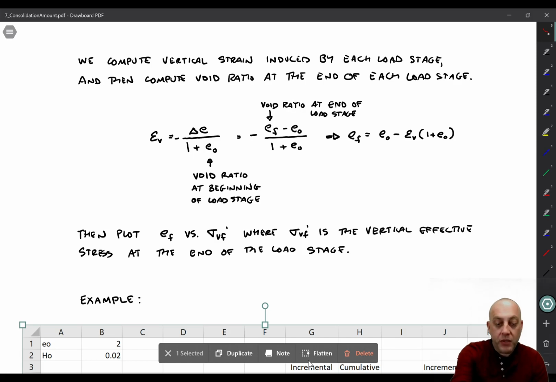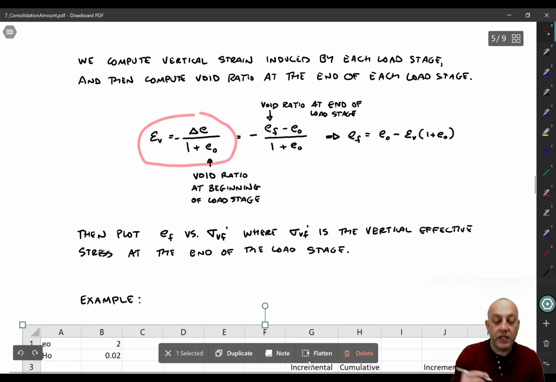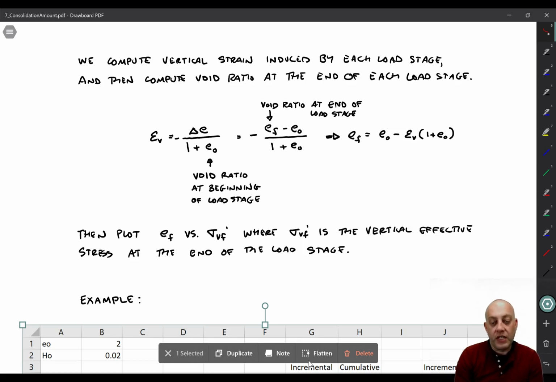And then we can compute the void ratio, right? So we already know from previous derivations that vertical strain, volumetric strain, is equal to minus delta e over 1 plus e naught, where delta e is the change in void ratio. e naught is the void ratio at the beginning of the load stage. Recall there's a negative sign here because for compression, delta e is negative. The void ratio is decreasing. And for compression, the volumetric strain is positive. So we have that negative sign.